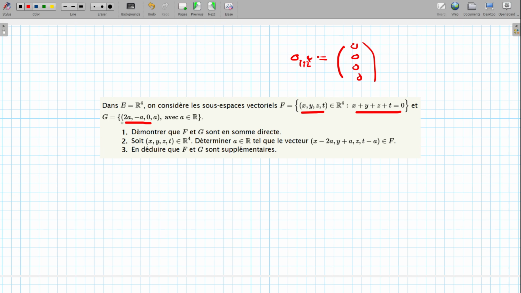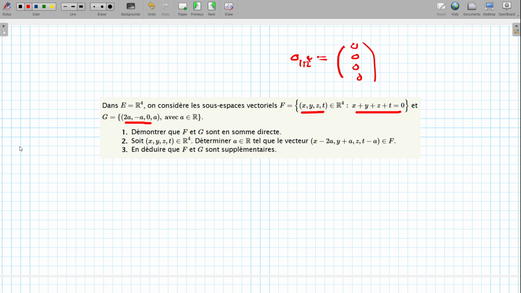So here for G, you just have to take A equal to 0 to show that G is non-empty. So you see that this is going to be a sous-espace. Okay, and then you check stability by addition and stability by scalar multiplication. Première question, démontrer que F et G sont en somme directe.